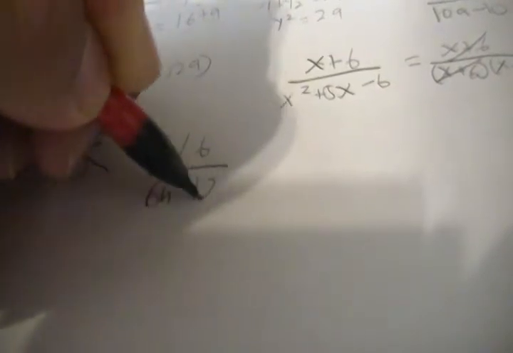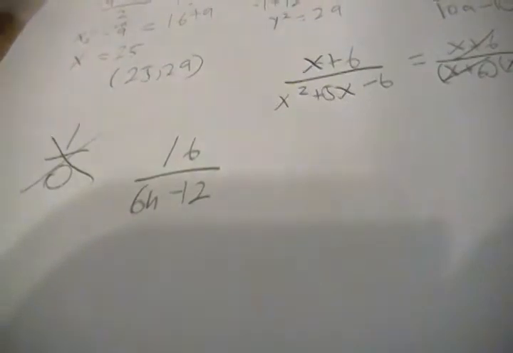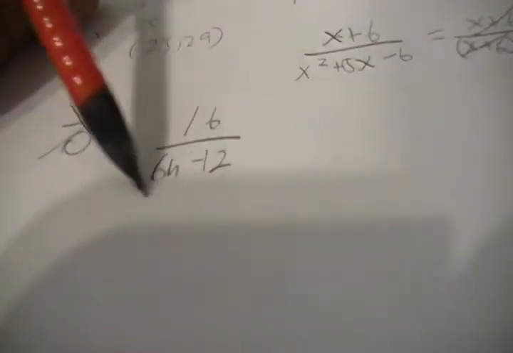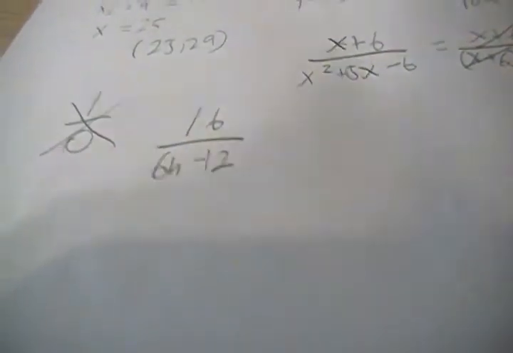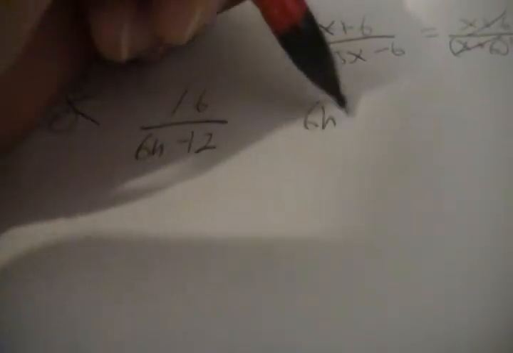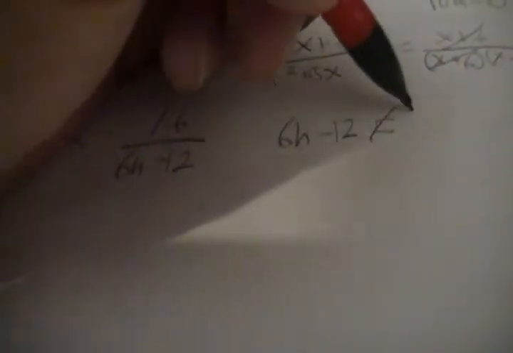Okay, so now we're going to move on to restrictions on rational functions. One restriction is that you cannot divide by 0. This is a no-no. So with that said, let's say we had, for example, 16 over 6n minus 12. We want to find the values of n that you cannot include. We know that the denominator here cannot equal 0. So we write 6n minus 12 cannot equal 0.